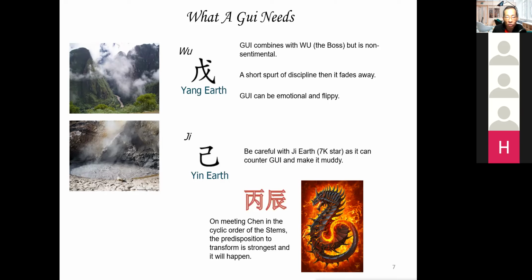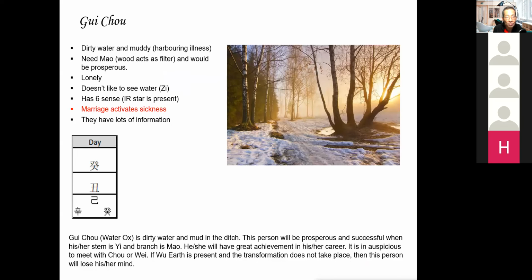Okay, so what does the Kueh water need? Kueh water is very independent. It doesn't need any other elements. You don't really like to see metal. No need. You don't really need. So therefore, except for, of course, earth, which is non-sentimental, which is the boss. But it fades away very fast, making it emotional and flippy. But it's only a short spurt of discipline. And so this is where Kueh water may find that earth gives it some element. And so it is more towards Chi Earth that comes into place. Okay, so in every aspect, a bit of fire would be good in order to bring some balance to the chart. Okay, so now let's go into the 6 types of Kueh.